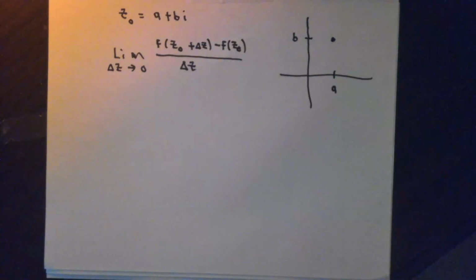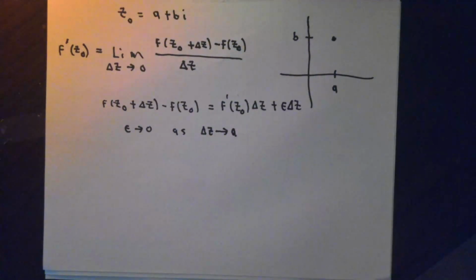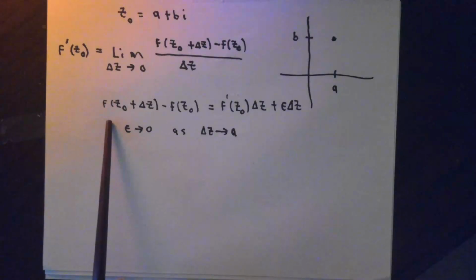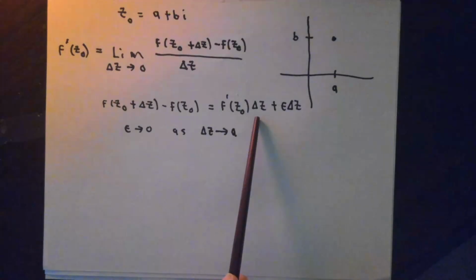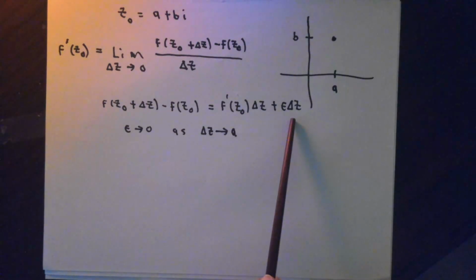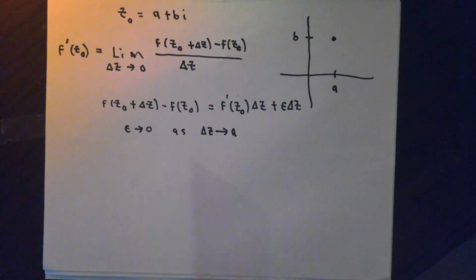I'm going to call it f prime evaluated at z0. This will be my definition for the derivative of a complex function. Doing the same manipulations as before, I'm going to say that f is differentiable at z0 if the following statement is true. The actual change in function value is the derivative at z0 times delta z plus epsilon delta z, where epsilon tends to 0 as delta z tends to 0.